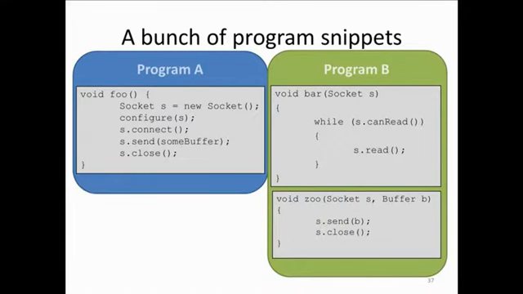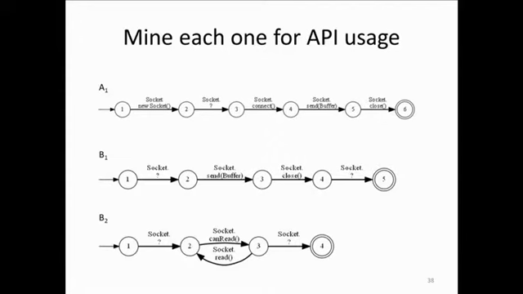So, a bunch of program snippets. These use an imaginary socket API. Program A creates a new socket, configures it using a method that we have no access to, connects, sends, and closes. Program B has a method that reads as long as it can from a socket that it gets, and a method that sends and closes a buffer that it gets from the outside. So we mine each one for API usage.